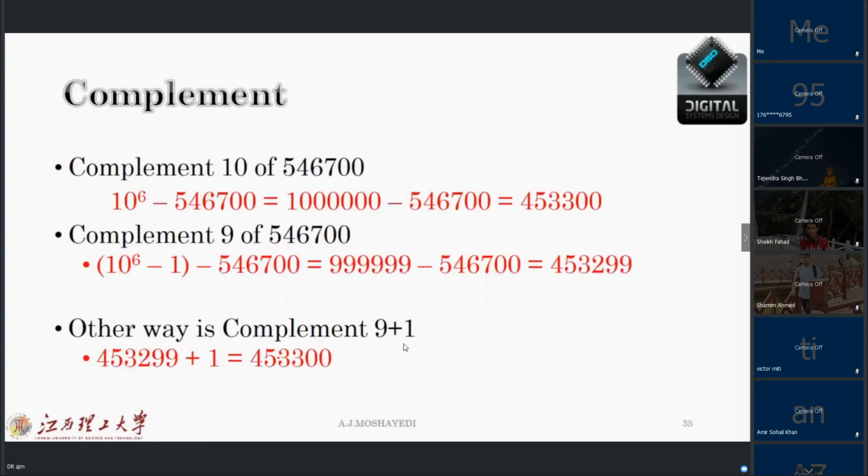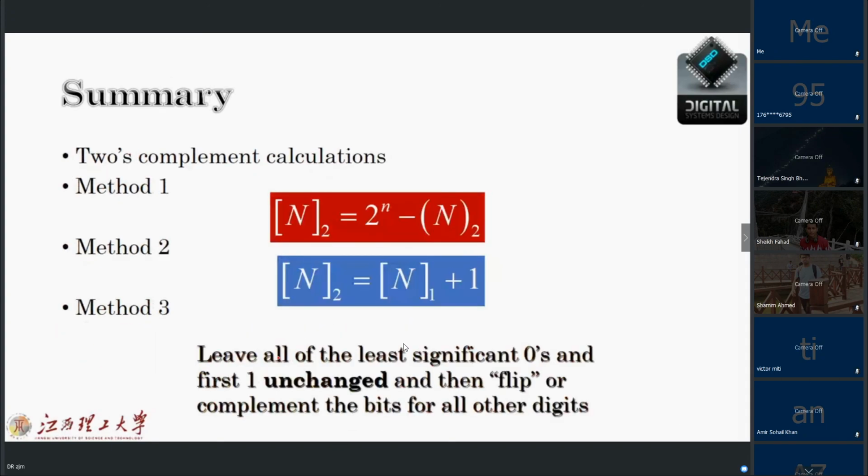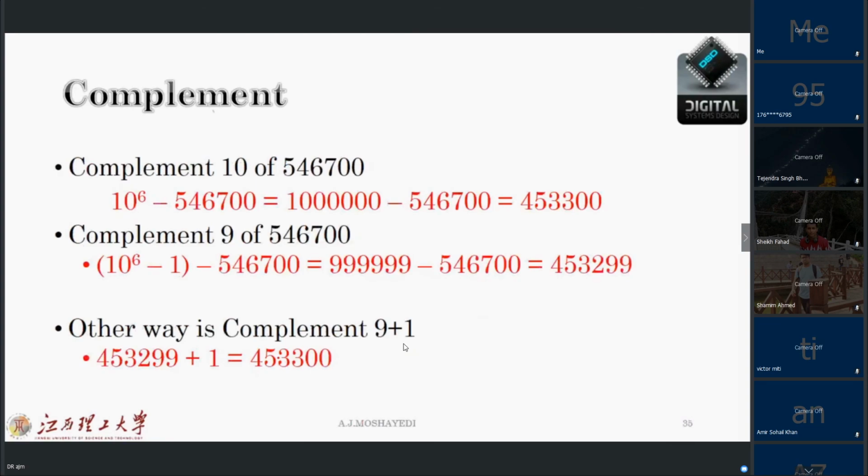Okay. One more question. Can we have more complements? Suppose complement of 10 or complement of 9. What we should do? For complement of 10, we will put the 10 and count the digits. Suppose in this example, I have 6 digits. We can have 10 power 6 minus the number. Then 10 power 6 becomes 1 with 6 zeros, and then we can subtract the real number, and then the answer will come out. And complement of 9 is 10 to the power n minus 1, and then minus the number that we can do.